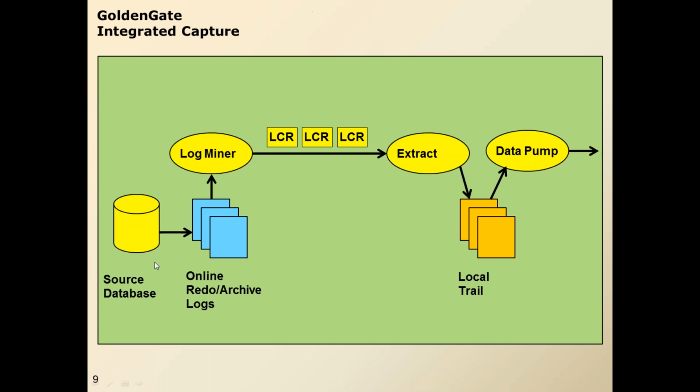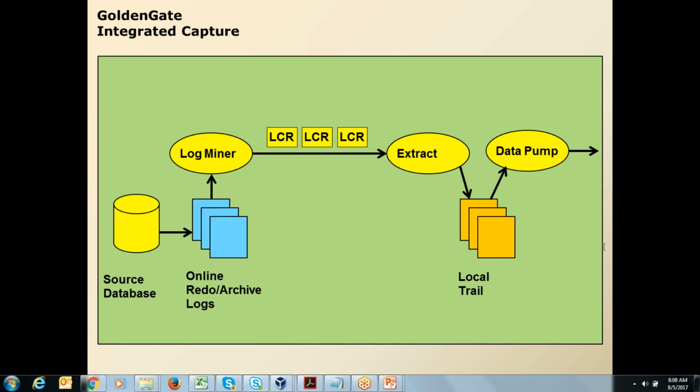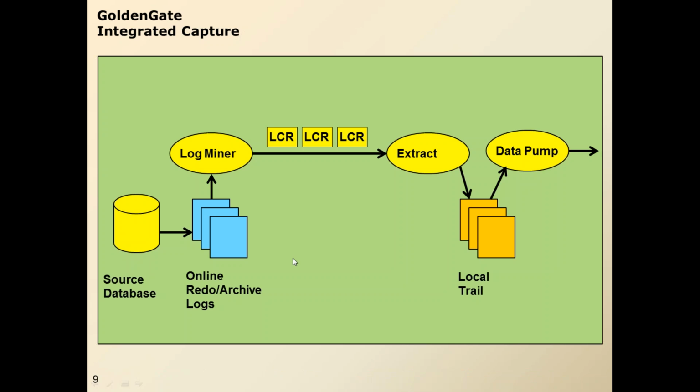With the introduction of 11G R2, Goldengate introduced the concept of integrated capture. So in integrated capture, your capture process does not read the transaction logs of database directly. Here between redo logs and extract process, there is one more layer in between which is known as log miner database. Log miner database is nothing but same what you use for mining the archive log files.